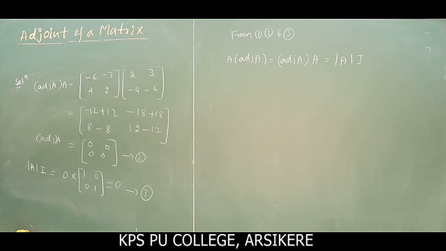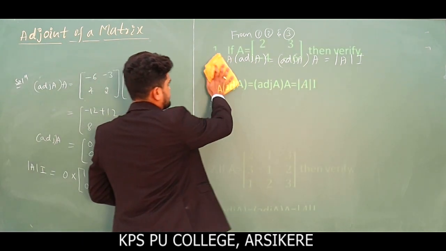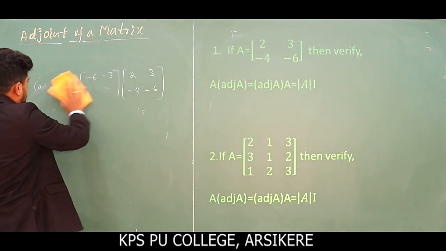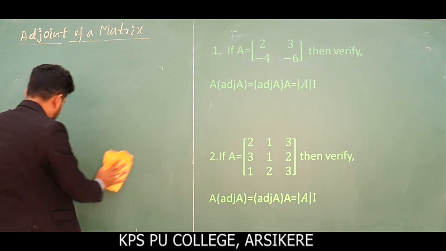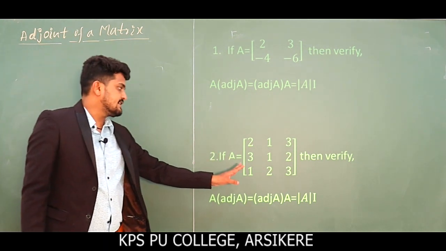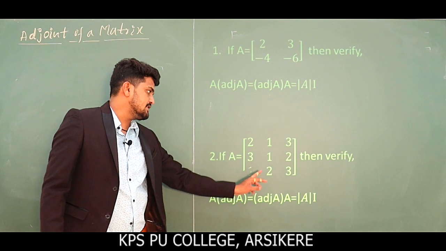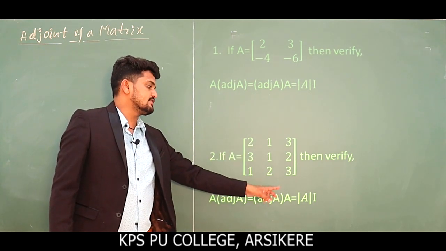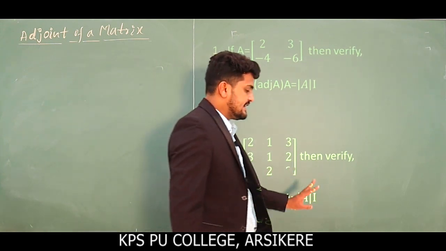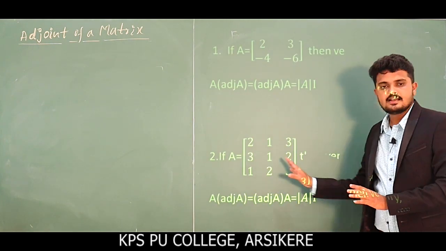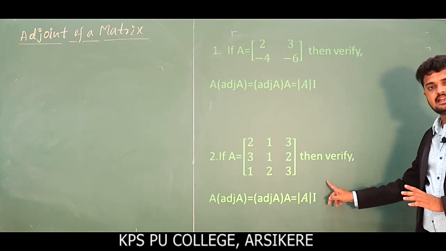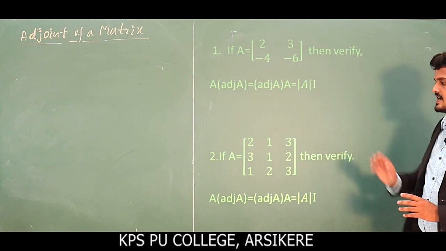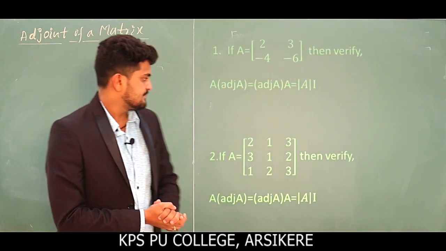So next problem. Again same as the first one, but here a 3 cross 3 matrix. If given matrix A is equal to 2 1 3, 3 1 2, 1 2 3, then verify that A into adjoint A is equal to adjoint A into A is equal to determinant of A into I. So here I value, see here matrix A is 3 cross 3, therefore I is a 3 cross 3 matrix: 1 0 0, 0 1 0, 0 0 1, same as last one. So verify. Okay, thank you.